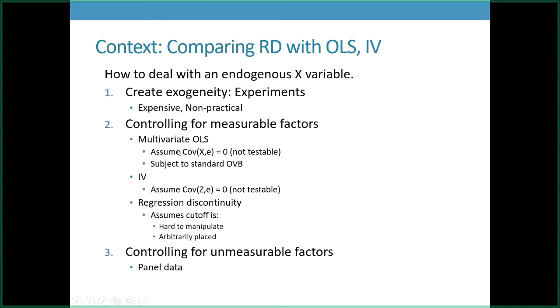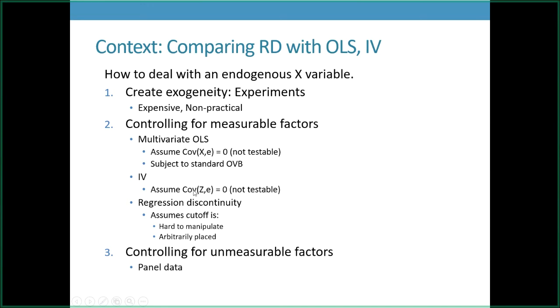OLS, we know, without some identification strategy, is often going to suffer from omitted variables bias, whereas in instrumental variables and regression discontinuity, you have to make weaker assumptions to have a causal impact. With instrumental variables, it needs to be the case that your instrument is not correlated with the error term, which is usually a weaker assumption than that all of your x variables are not correlated with the error term.